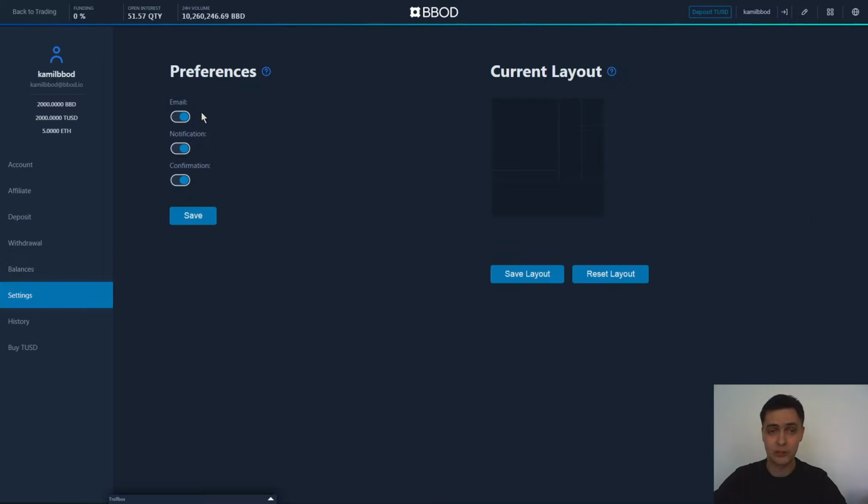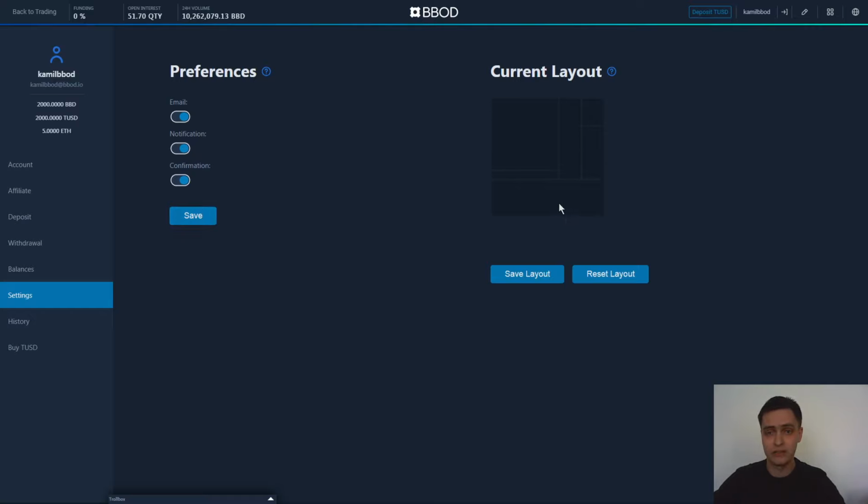Going back to settings, you have your notification settings. So whether you want to receive emails about liquidations, about all the activity on the platform, notifications and confirmations. So all the notifications you're getting when you're trading. Some people might find this frustrating, annoying. Some like this. We give you the choice to use them or not.